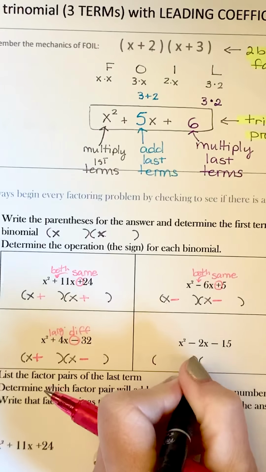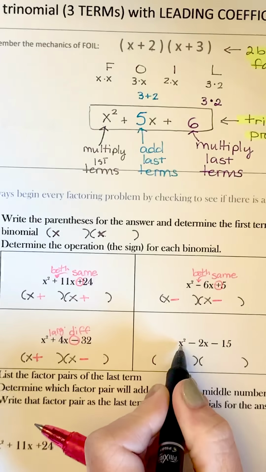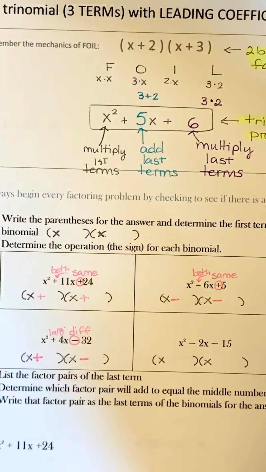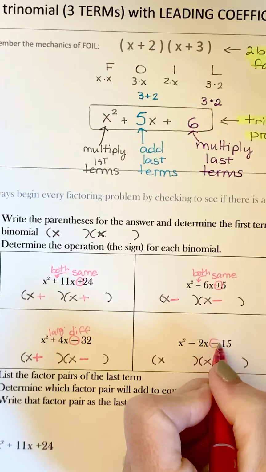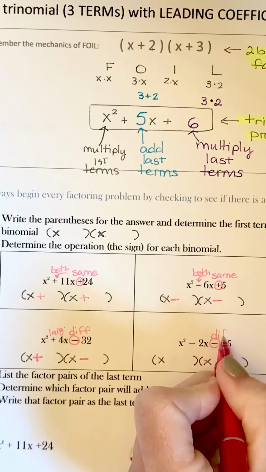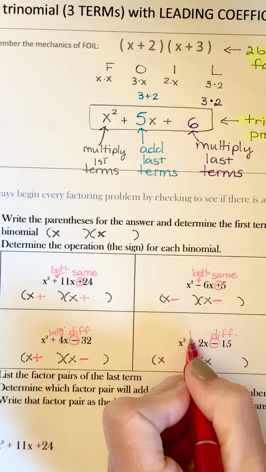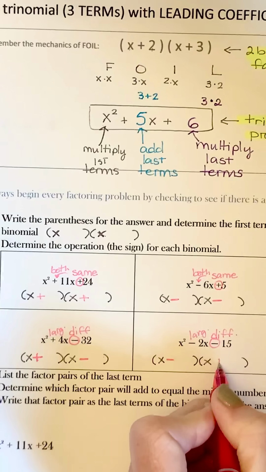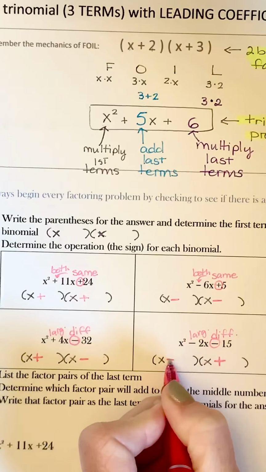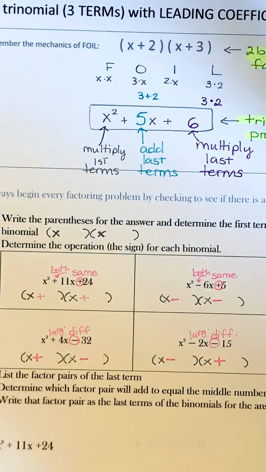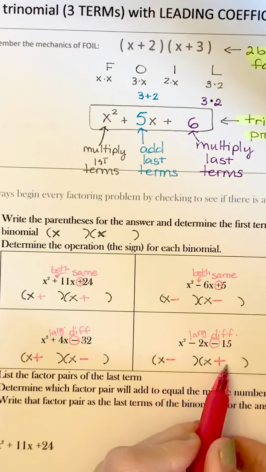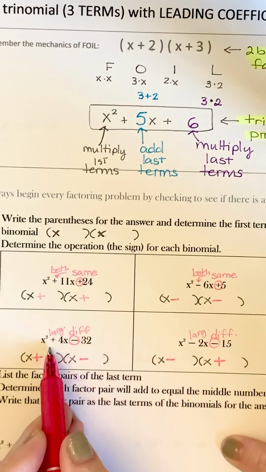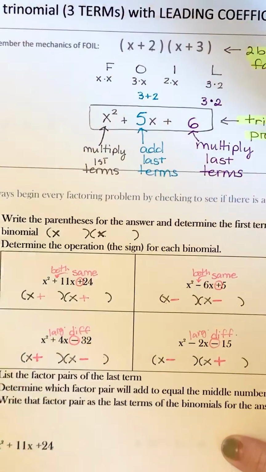Okay, now we come over here. The first term is x squared, so I know I'm going to have x times x. This sign is minus. That tells me my signs are going to be different, and the larger number will be a negative. So my signs are different. Larger is going to be a negative. It doesn't matter which one you write where. I just always put the larger one. Whatever the first sign is, I just put it first, but it doesn't matter.